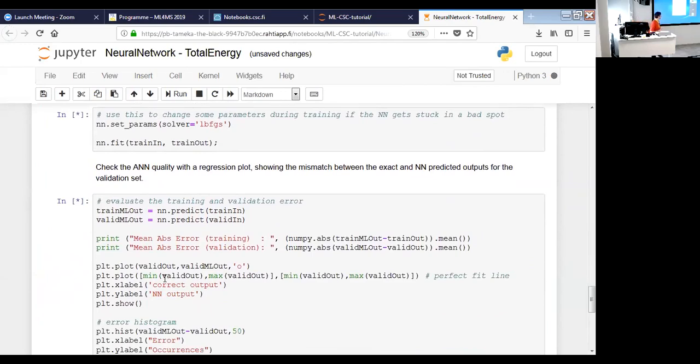Hyperbolic tangent is great, but it has its limitations. The output is always constrained between -1 and 1. So perhaps for these energy calculations it's not what you need.